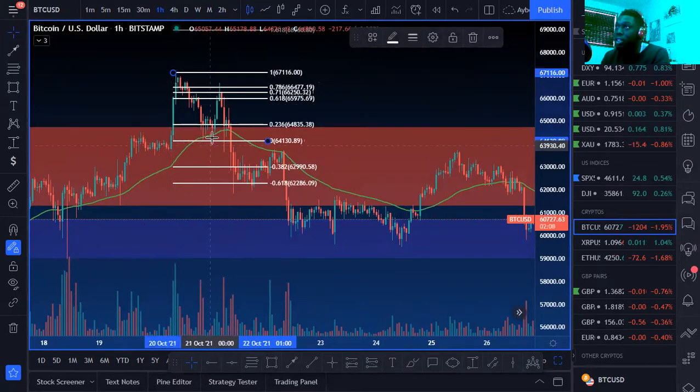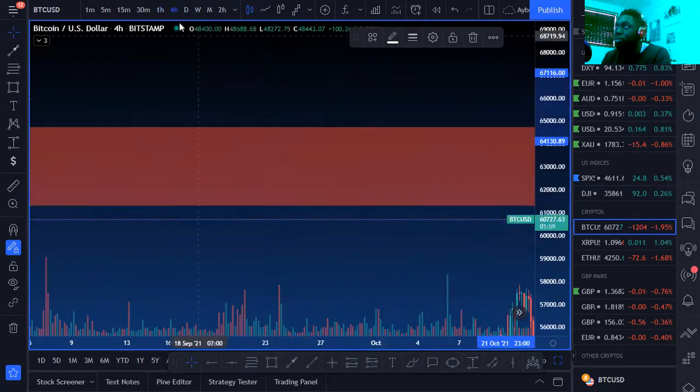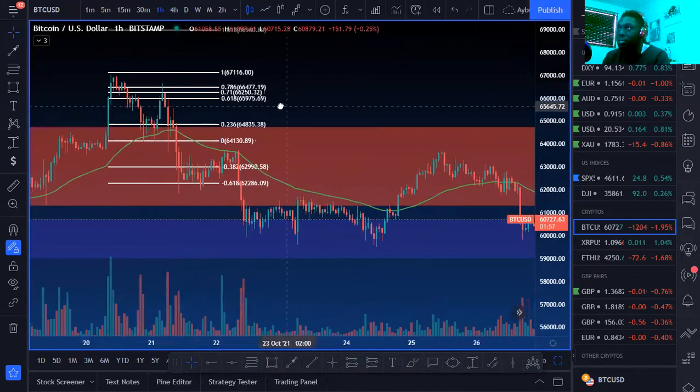From this high to this low, price retraced, came to the 78.6, ended up dropping to the 61.8 extension, and then we'll go on to the 4-hour time frame. Or actually, you know what? No, let me not do that.